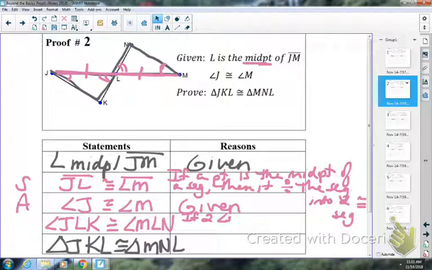If two angles are vertical, then they are congruent. Okay, and that's a pair of angles, so I can put an A in the margin there.